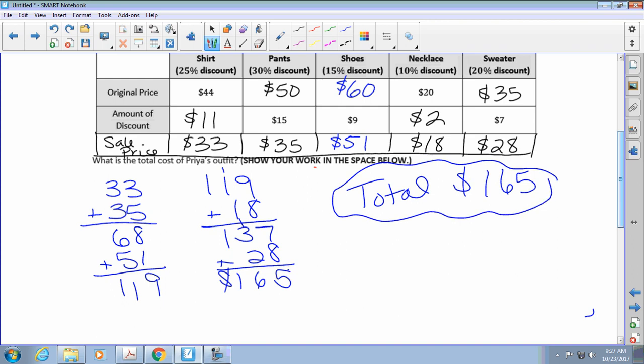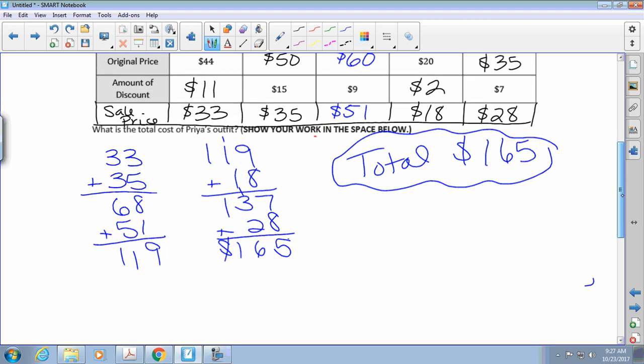All right, nice job. Who here got the shirt correct? Of course, we put that one together, right? The pants, who got that one correct? Nice job. Who got the shoes correct? Who got the necklace correct? Sweater? All right, you guys are rocking this. Nice job. All right, we're going to do an example that's a little bit different.